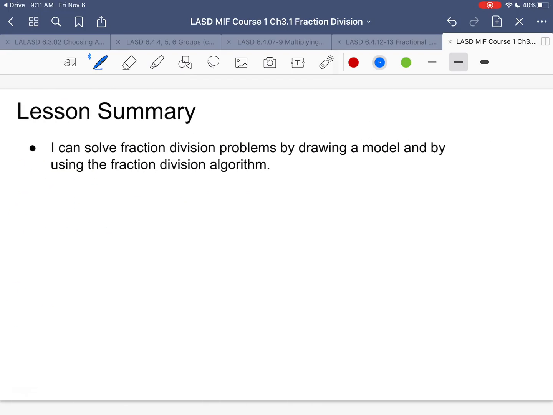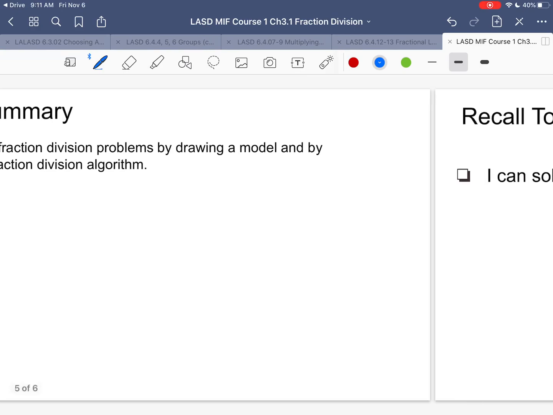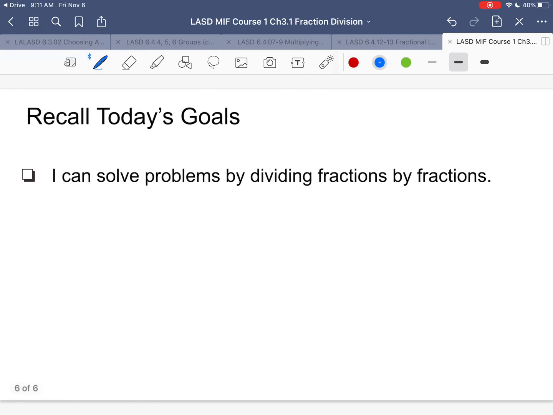So we saw how to solve fraction problems by drawing a model and by using fraction division. And so to recall today's goals, you can solve problems by dividing fractions by fractions. And that's the end of today's lesson.